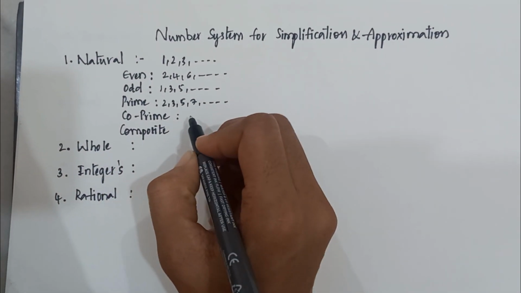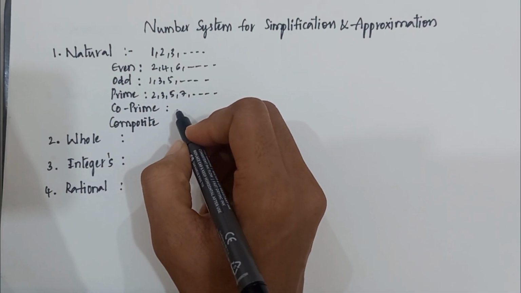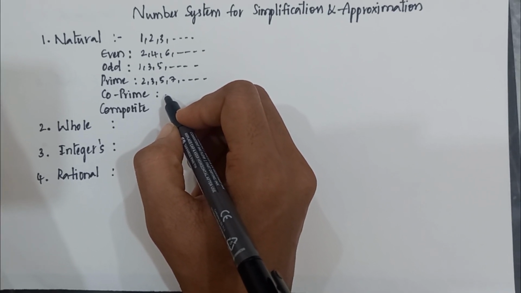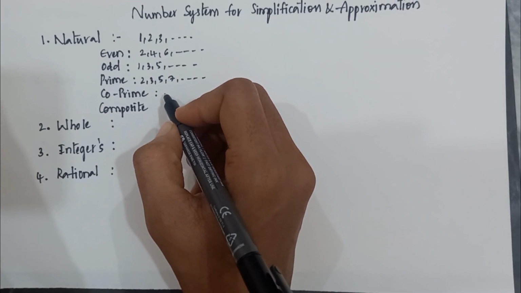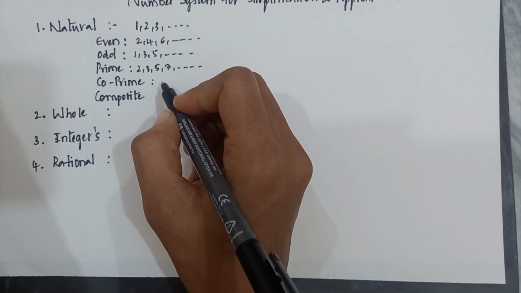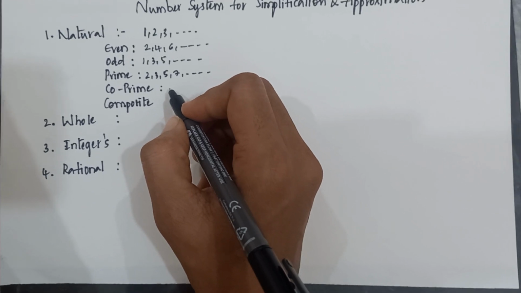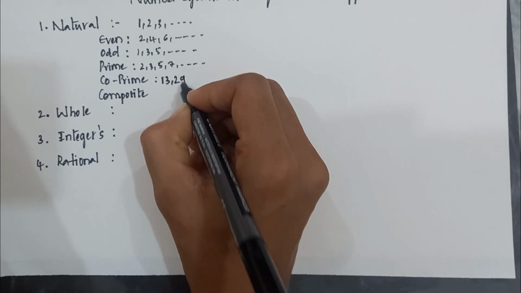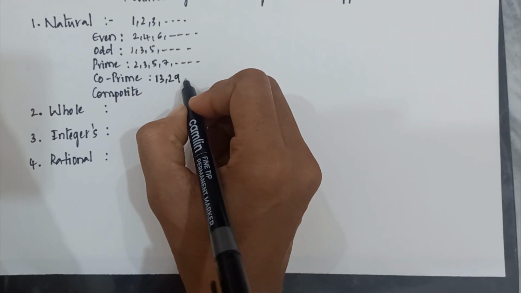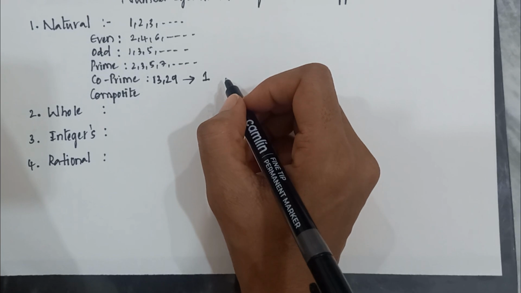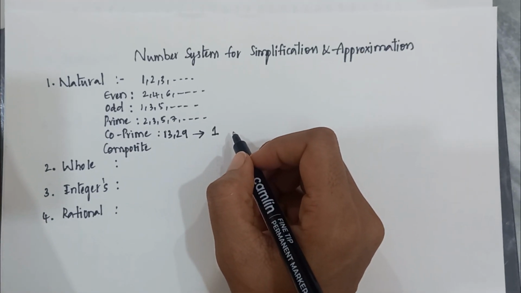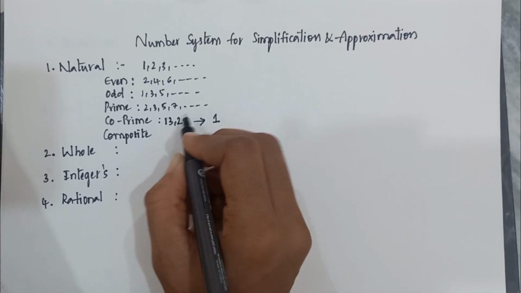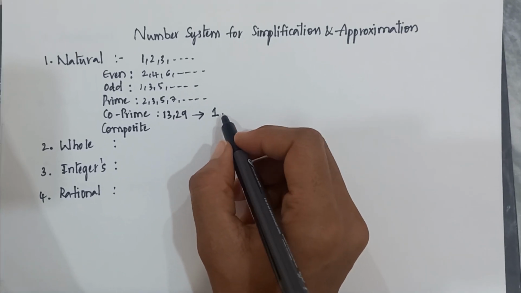So what are the co-prime numbers? Co-prime numbers are numbers which have only one as their common factor. There will be no other common factor in those two numbers. For example, let's take 39 and 29. These two are co-prime numbers, since they have only one as a common factor. They should have no other common factor except 1.